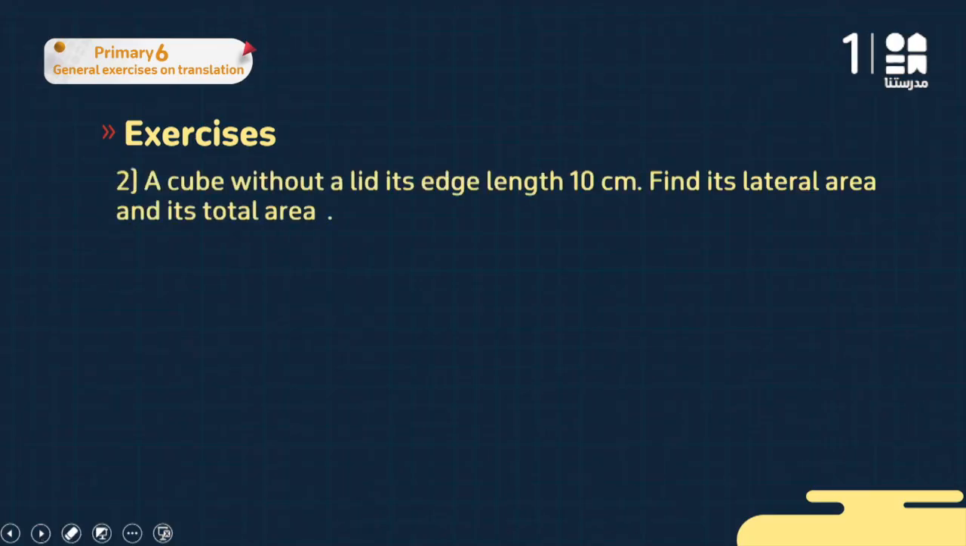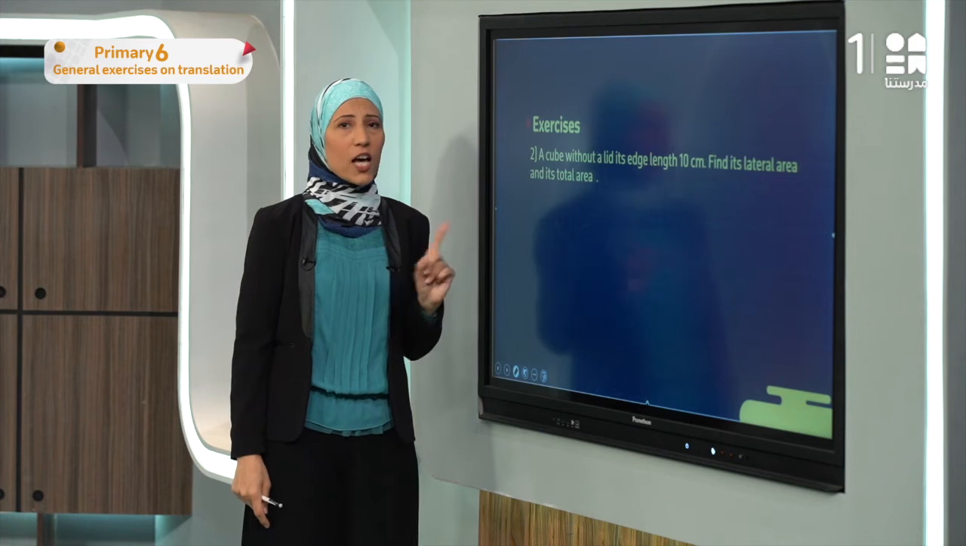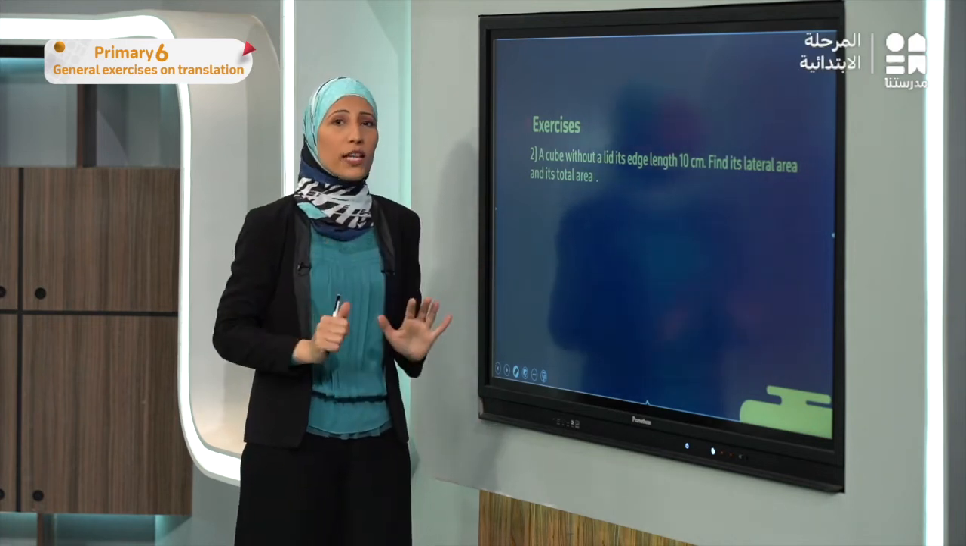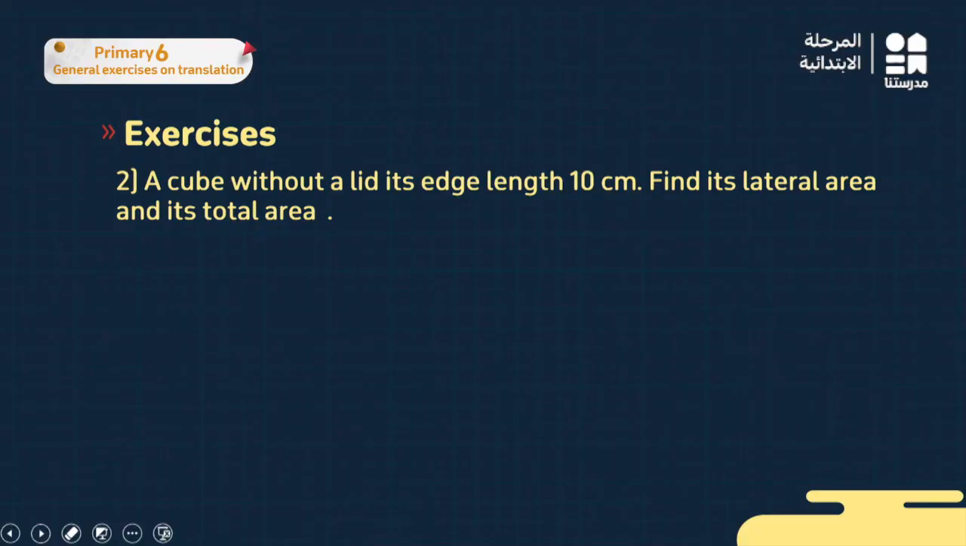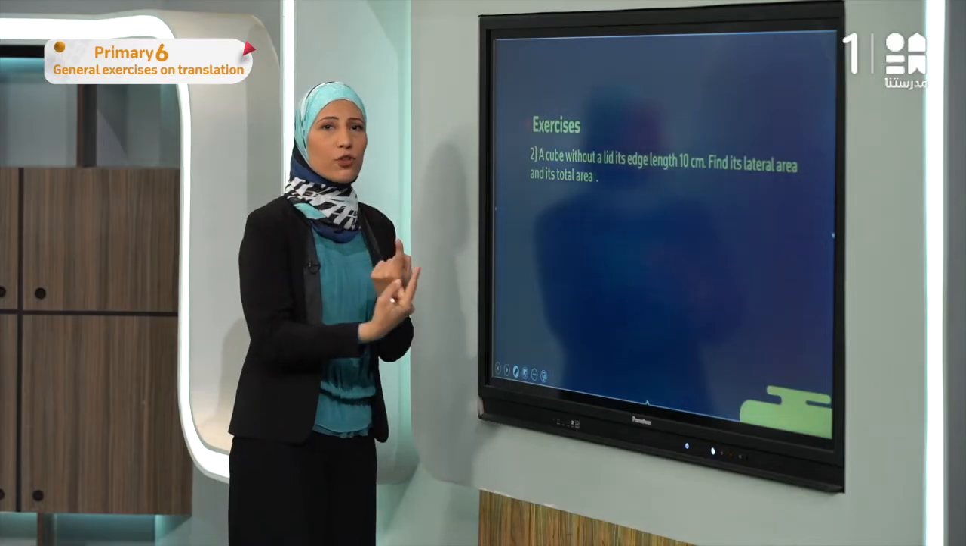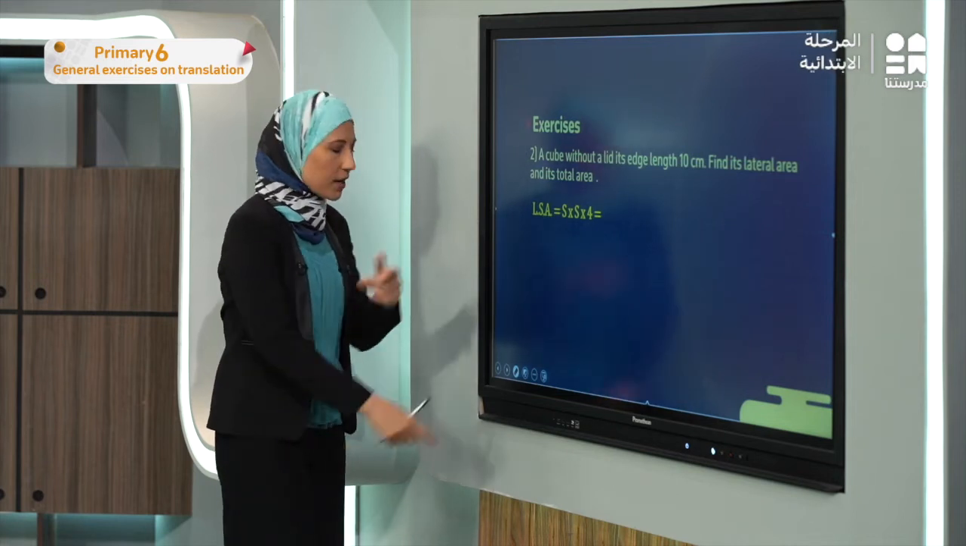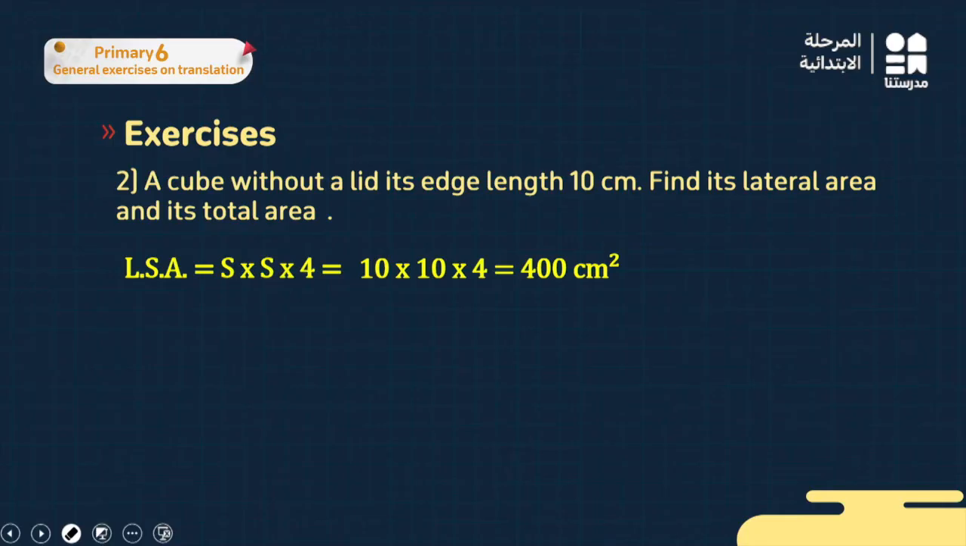I have here a cube without a lid, and concentrate. A cube without a lid means what? It means I have only 5 faces, not 6 faces, because the top is missing here. A cube without a lid, its edge length is 10 centimeters. Find its lateral area and its total area. For the lateral area, I don't care about the lid, because I am only finding the 4 side faces. So I am going to say side times 4, and the side is 10. So 10 times 4 gives me 400 centimeters squared.